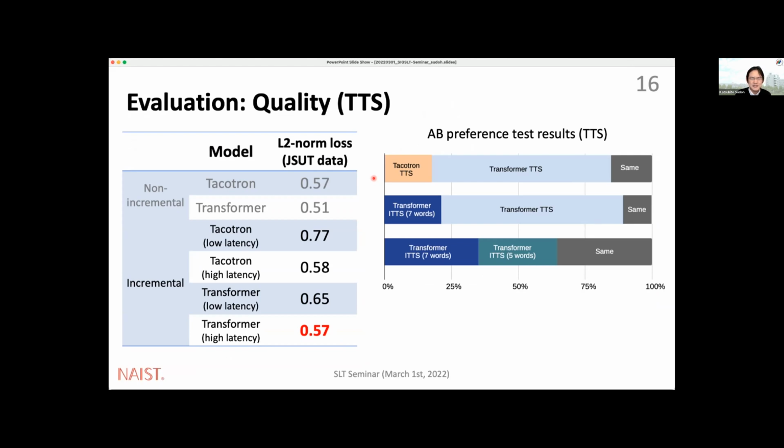Sorry, the AB preference test result shows our transformer-based ITTS also works competitively with different latencies. If you choose to wait for 7 words for the TTS, we got a little bit higher preference in the preference test, but it's not so large. There's not so large a difference between the 5 words and 7 words latency in the ITTS.